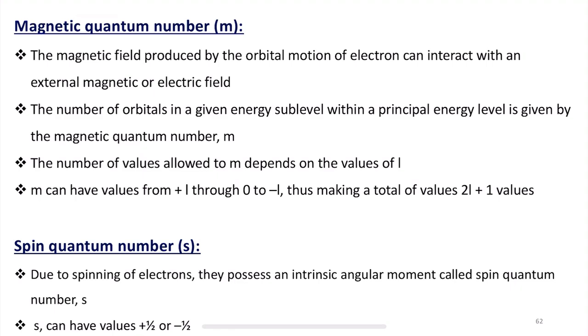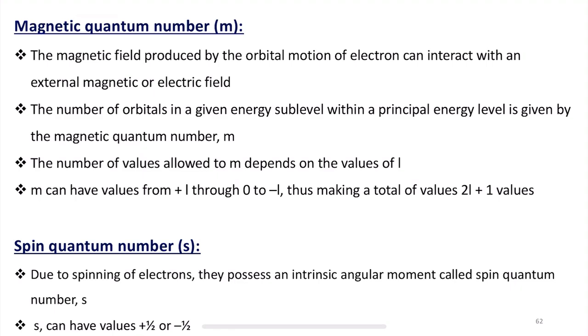So, the value of magnetic quantum number is dependent on the value of azimuthal quantum number. For a given value of L, the value of m ranges between the interval minus L to plus L. Therefore, it indirectly depends on the value of n. N is principal quantum number here.